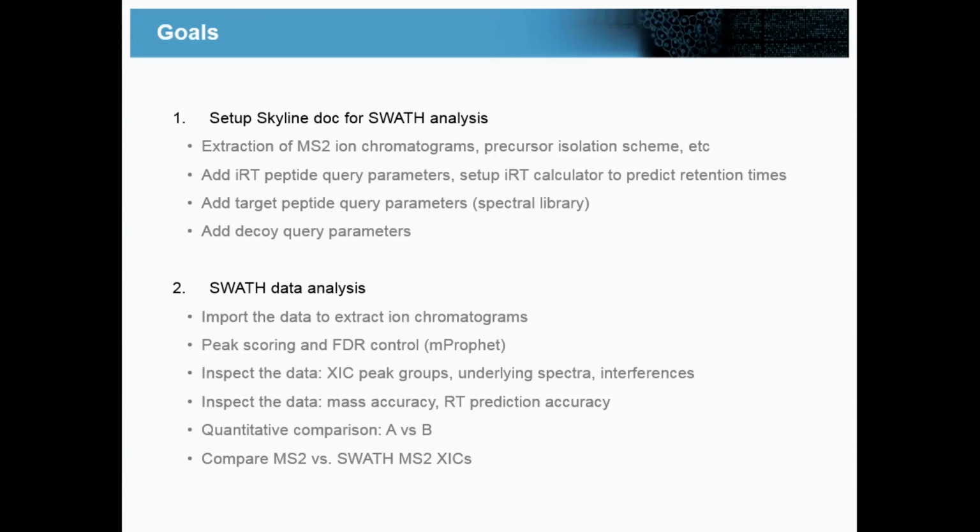So I'm just going to quickly say what we're going to try and achieve here. There's kind of two main chunks. The first part is to set up the Skyline document for analysis, and we're going to do this from scratch. What we want to do is set up the extraction of the MS2 fragment ions. We want to set the precursor isolation scheme. We want to add these iRT peptide parameters and set up this iRT calculator. We want to add the target peptide query parameters, right? So from the spectral library, and we want to add a set of decoys. So this is all setting up.